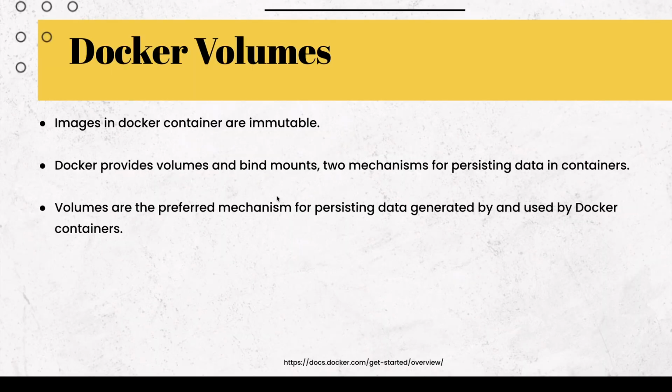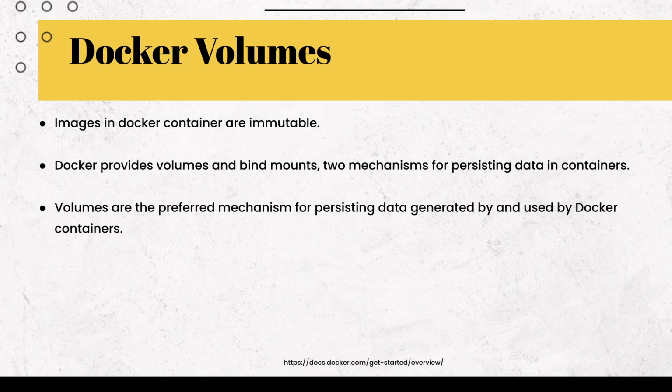Now let's come back to the Docker objects. The last two objects I want to talk about are Docker volumes and Docker networks. The first one is volumes. Images in Docker are immutable, which means that we cannot write or modify anything inside the Docker image. However, we can write and modify things inside the container, not in the image. However, when we do that and we stop the container, we lose everything. To avoid losing this data, Docker provides volumes and also bind mounts, two mechanisms for persisting data in containers.